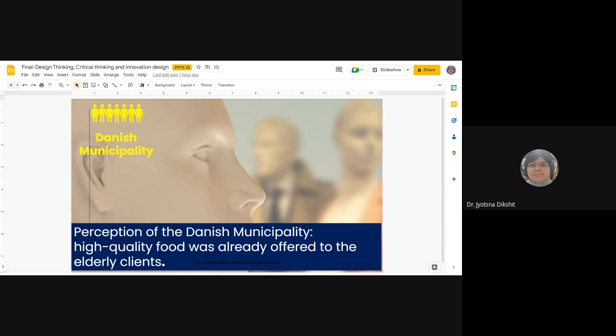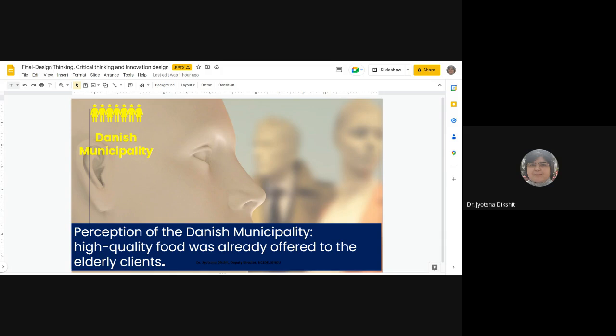They were of the perception. See how perception matters, and how by just getting the feedback and sitting at your own office or at your own place, you do not get the 360-degree view. So they perceived that since high quality food is already being offered to the elderly clients, now they need to change some things here and there in the menu, and it should work.